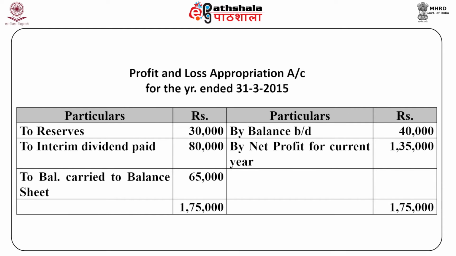Profit and loss appropriation account for the year ended 31/3/2015. Particulars, rupees, particulars, rupees. To reserves 30,000, by balance brought down 40,000. To interim dividend paid 80,000. To balance carried to balance sheet 65,000. Total of this is 1 lakh 75,000. By net profit for current year 1 lakh 35,000, total 1 lakh 75,000.